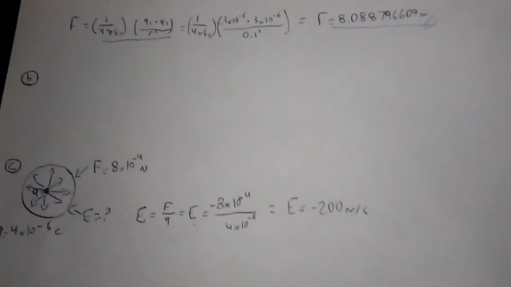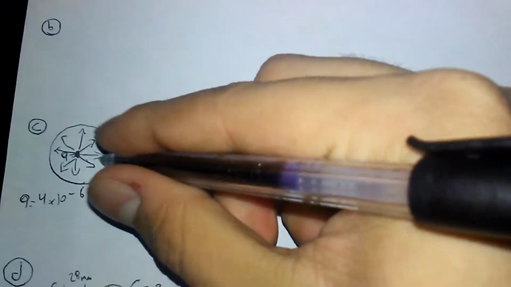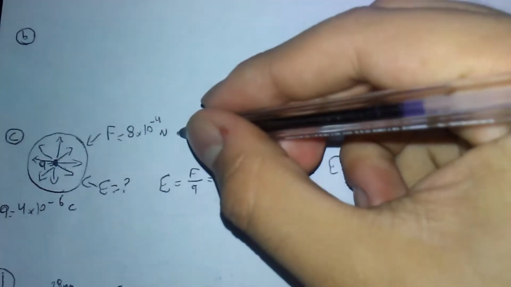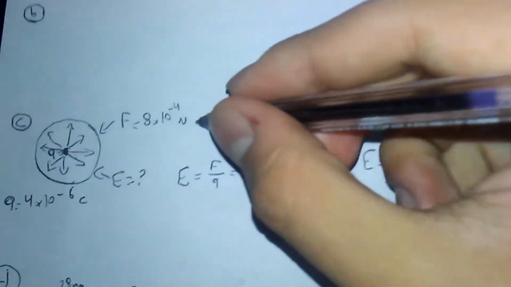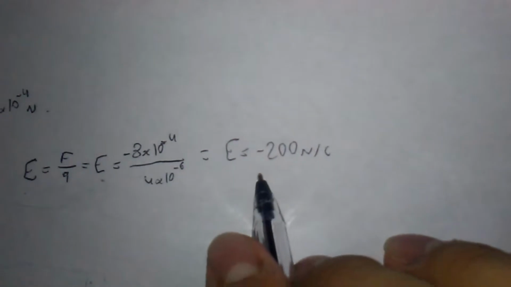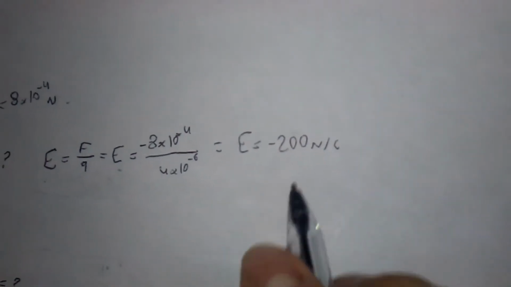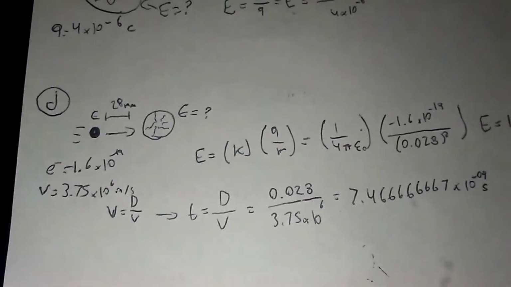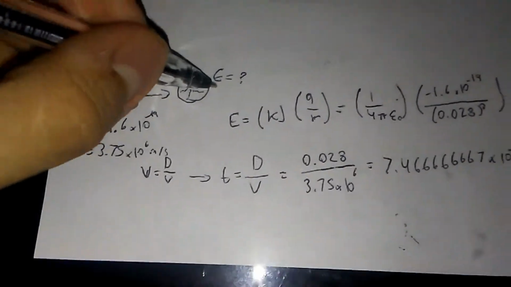The third exercise is asking you to get the electric field of a charge inside an electric field with a force of 8.10 to the minus 4. This one's really easy. All you have to do is use this formula to get an electric field of minus 200 newtons over coulomb.